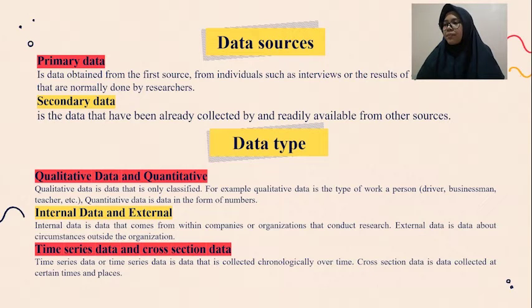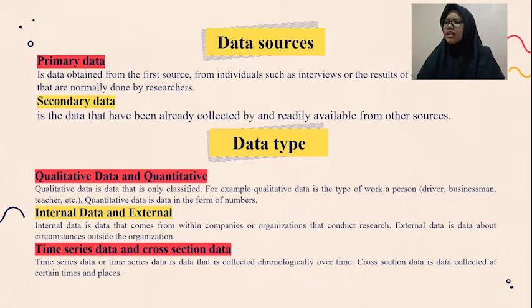And then data type, qualitative data and quantitative data. Qualitative data is data that is only classified. For example, qualitative data is the type of work a person does, like driver, businessman, teacher, etc. And then quantitative data is data in the form of numbers.